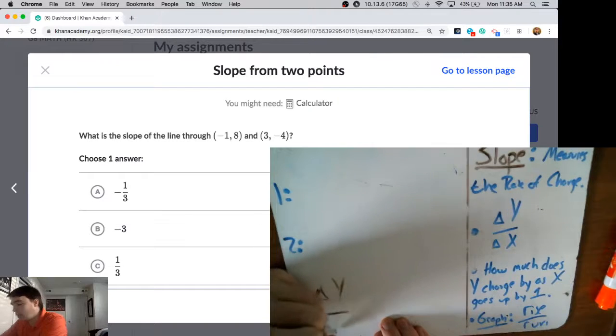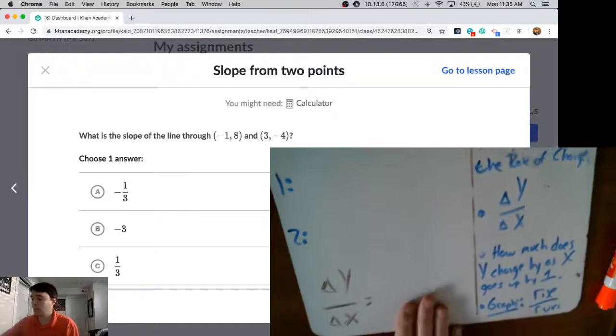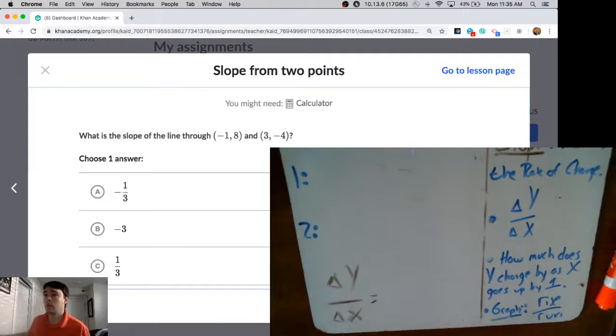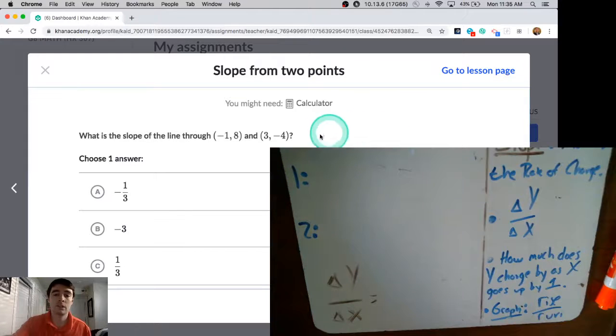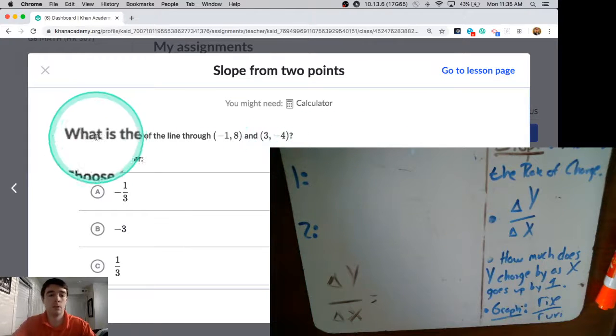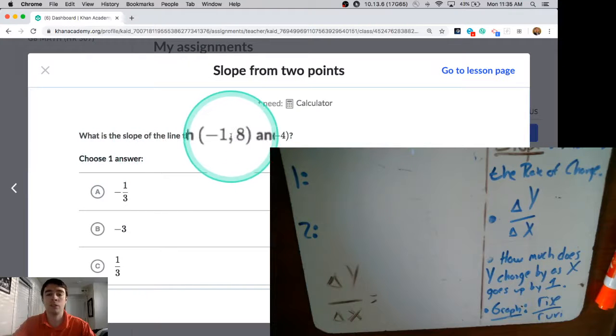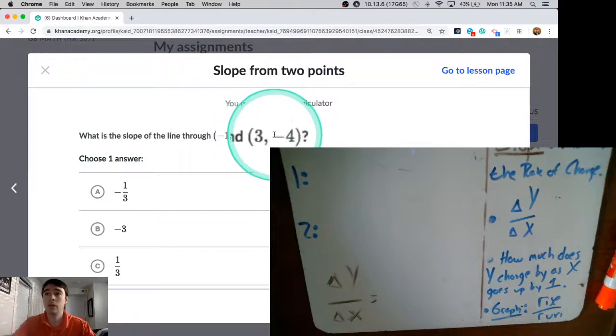So here again, I want to know my slope, my y change divided by my x change. So I'm going to write down these 2 points here from problem 2. It says, what is the slope of the line that goes through -1 and 8 and 3 and -4?